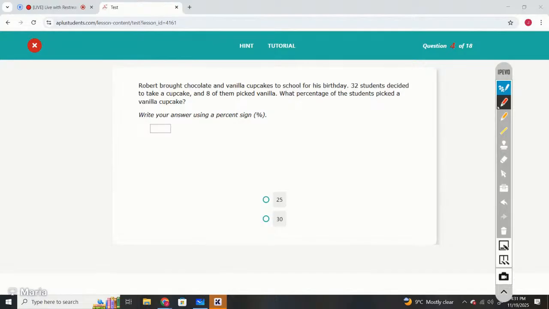Robert brought chocolate and vanilla cupcakes to school for his birthday. 32 students decided to take a cupcake and 8 of them picked vanilla. What percentage of the students picked a vanilla cupcake? So 32 of them picked cupcake and 8 of them picked vanilla. That means the total students we have is 40, right? 32 plus 8 is 40. So 8 of them picked the vanilla cupcake. We need to calculate the percentage.